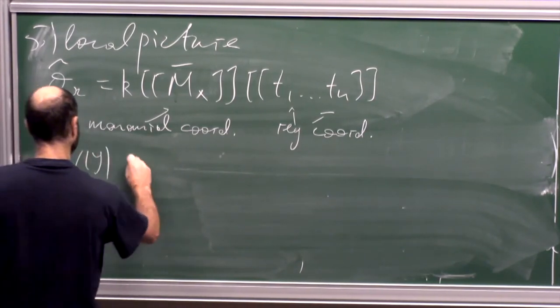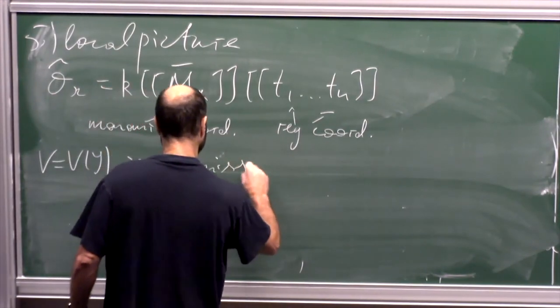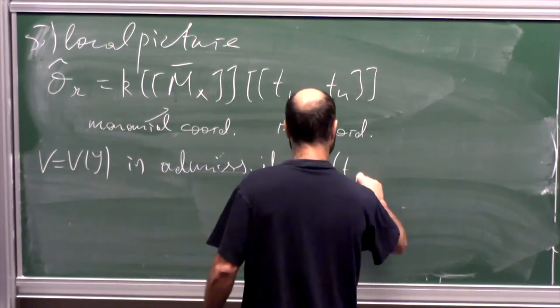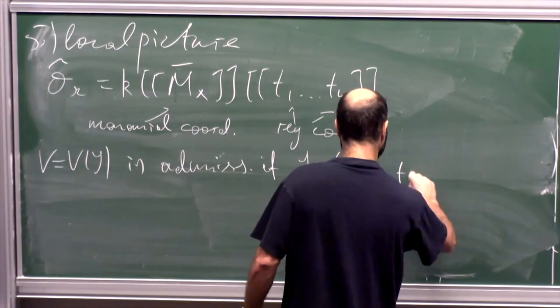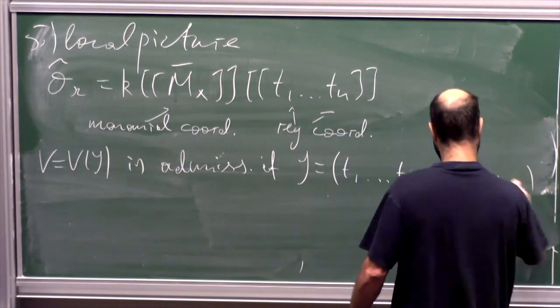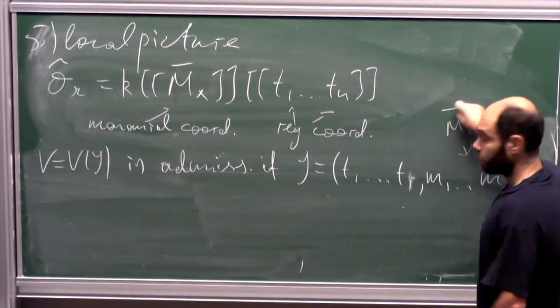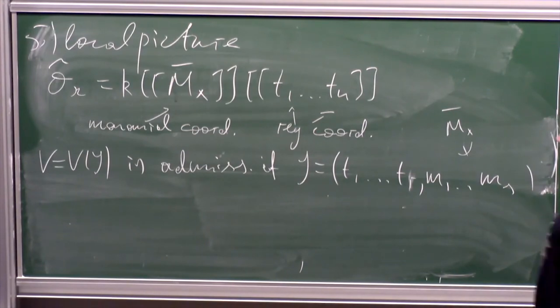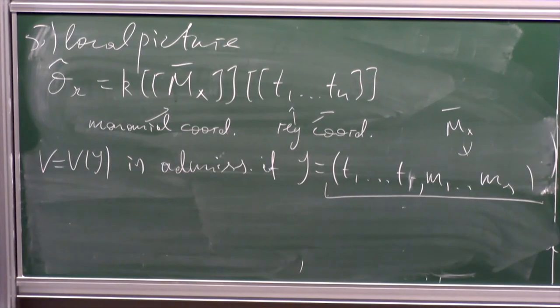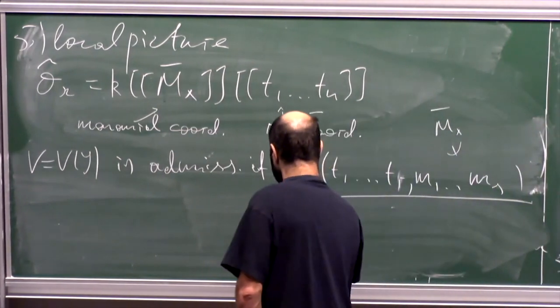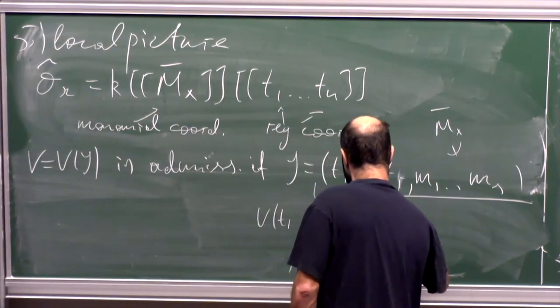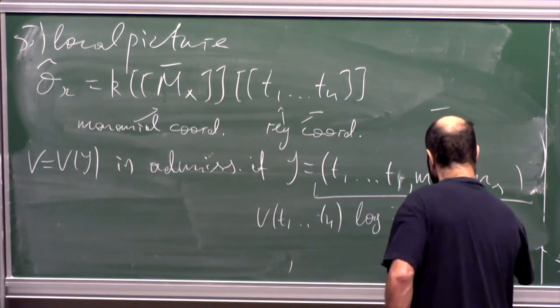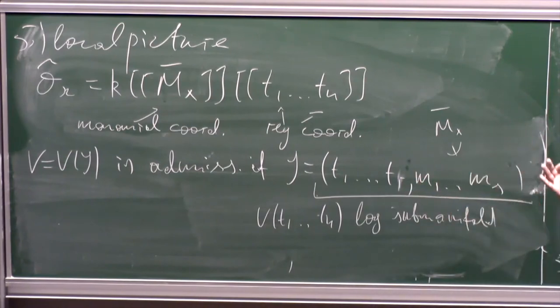V equal the vanishing locus of J is admissible if J is of the form T1 up to Tr, comma M1, comma Ms, where these are just arbitrary monomials. So now we are allowed to blow up any guy of this form. V of T1 to Tn is a log submanifold, and this is a monoidal separate, with no restrictions on monomials.